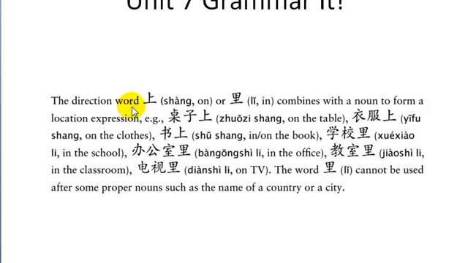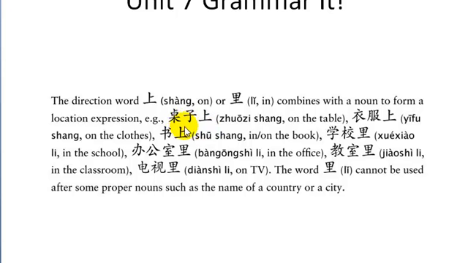Now let's take a closer look at shang for on and li for in. Now in English, well, it's a little different. In Chinese, all you need to do is combine one of these with the noun, and you have a complete, what would otherwise be a prepositional phrase in English. So here we have on the table, okay, in English. In Chinese, you just take this word for on, shang, and you put it after the noun, table.